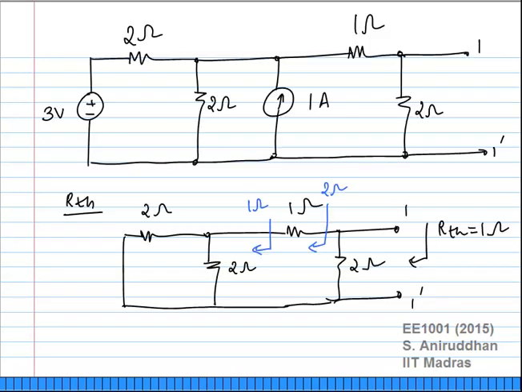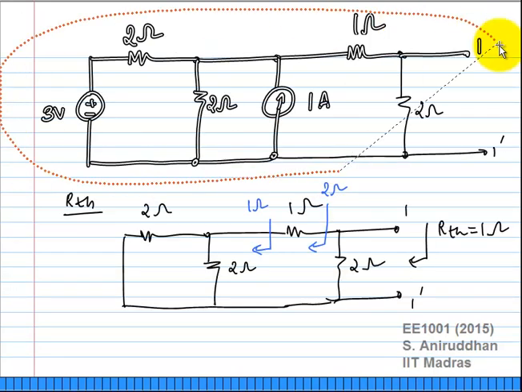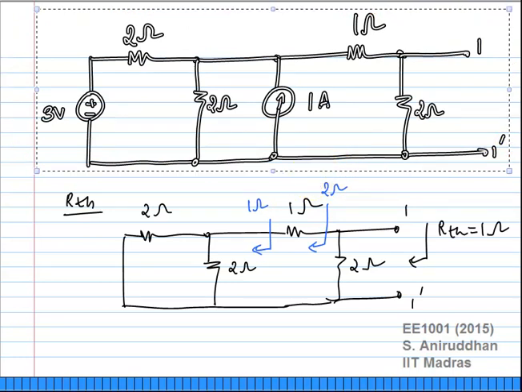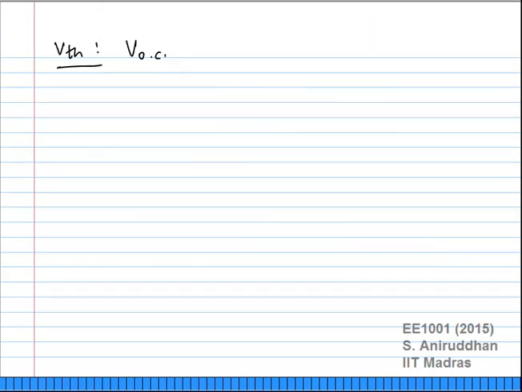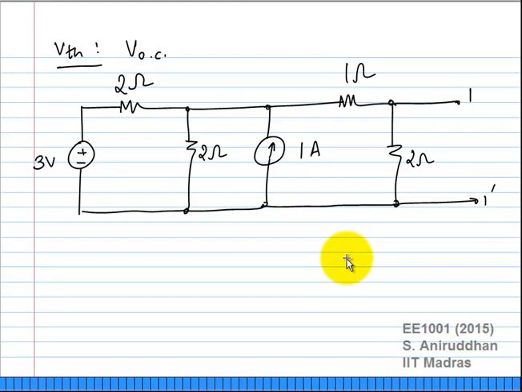So let us quickly do this. I have only 2 sources here. Okay, now let us say I get rid of this guy. I don't have this anymore. How do I find out the voltage here?